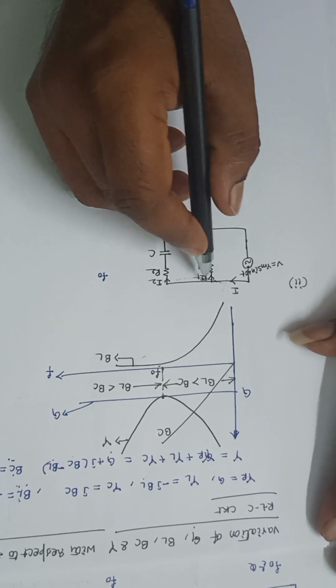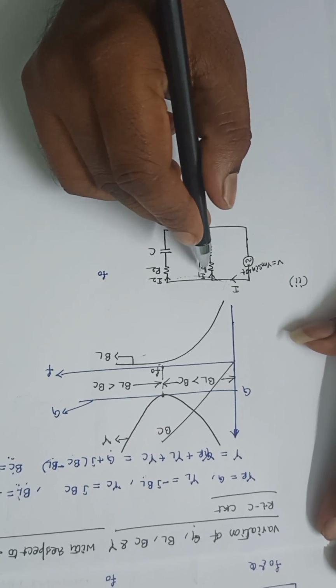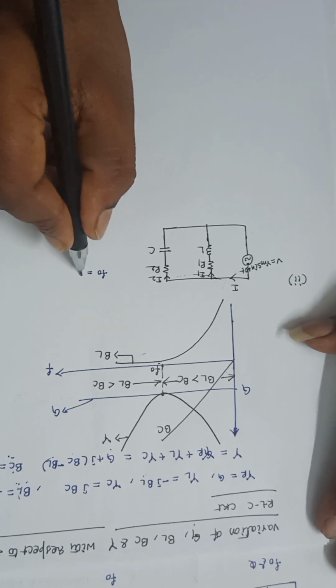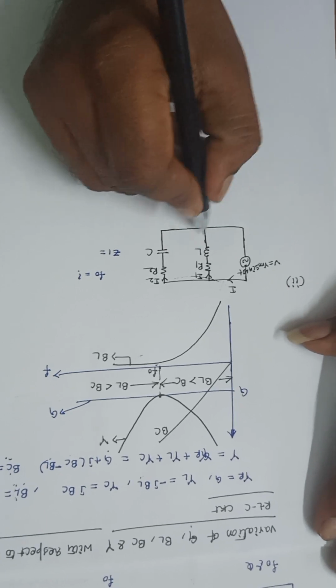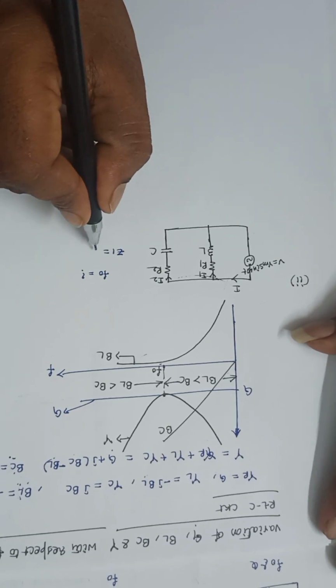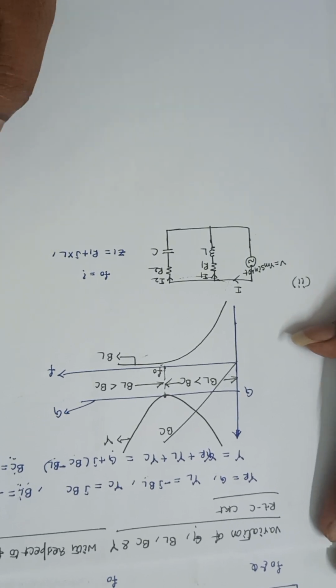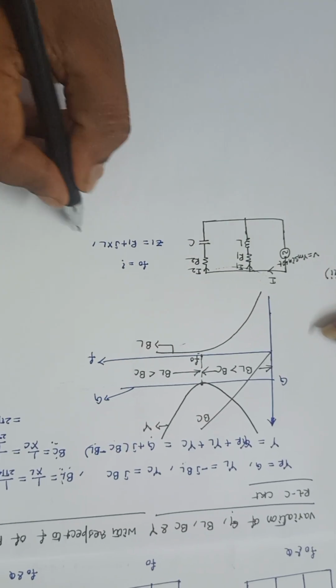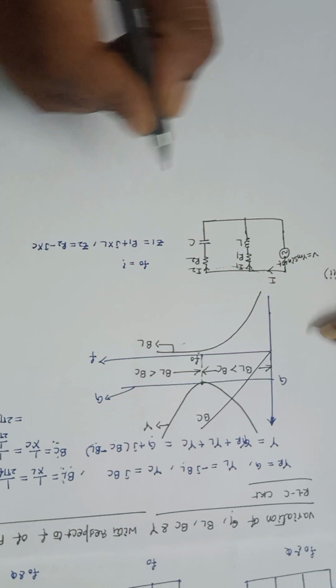So first let me find this. First let me indicate the impedances. Z1 is the impedance offered by this branch, Z1 equals R1 plus J into XL. Z2 is the impedance offered by this branch. Z2 is equal to R2 minus J into XC.